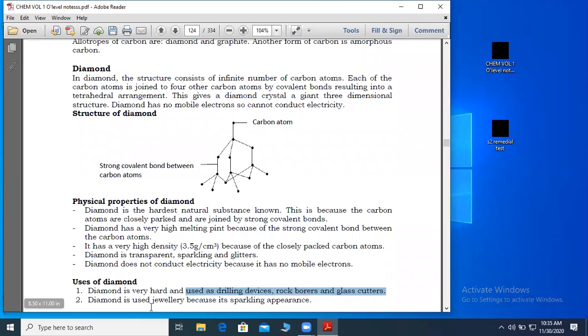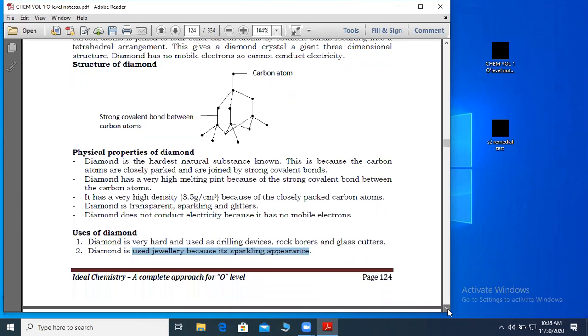It is used to make jewelry because of its sparkling appearance. So sometimes we ask for the use and we ask you to give a reason why diamond is used in that place instead of graphite. So those are the two major uses of diamond.